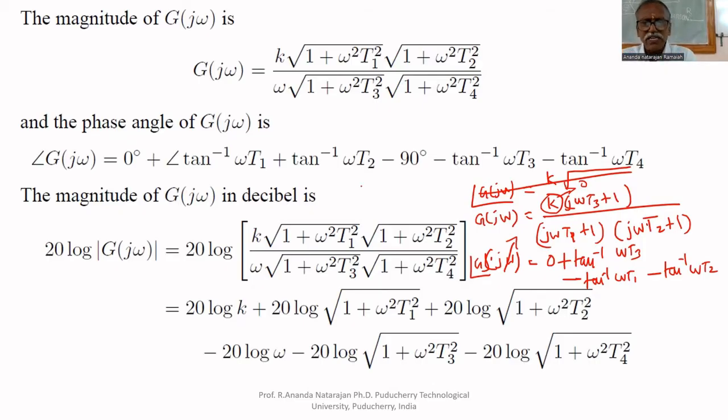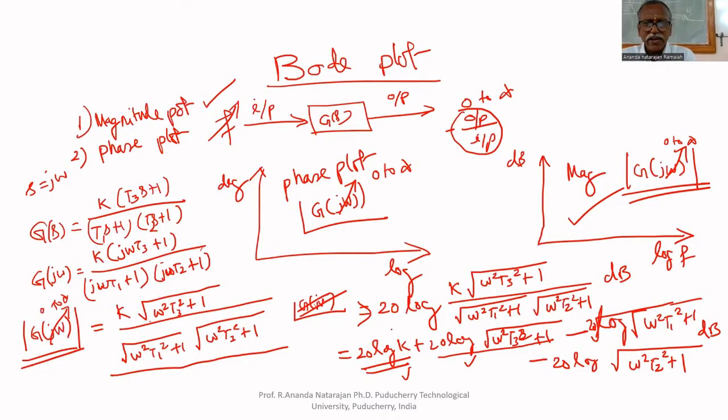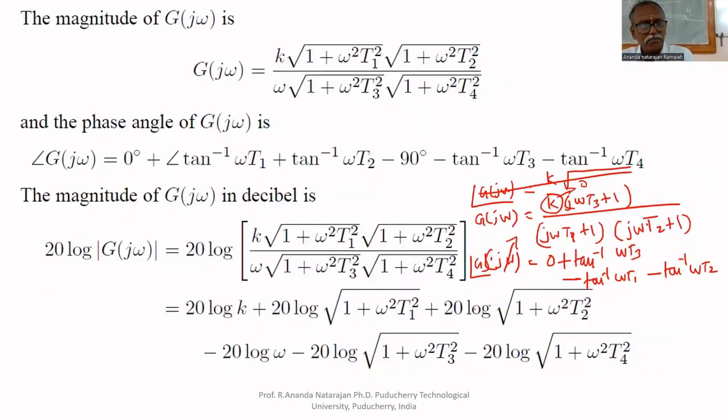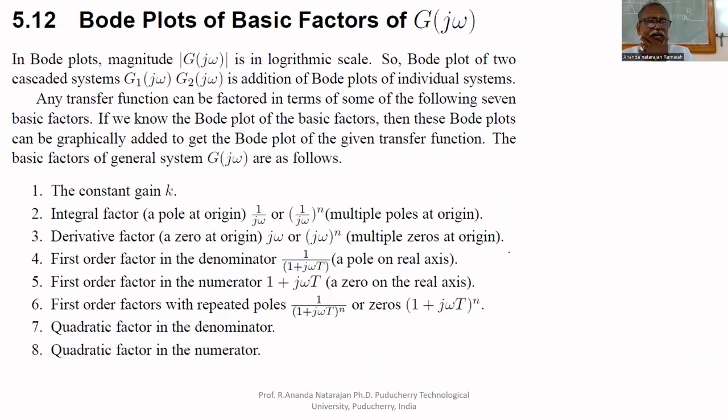So what we have seen here is we can find the plot for each factor separately, and then we can add all together to get the complete plot. So what is the plot for each factor that we have to see?